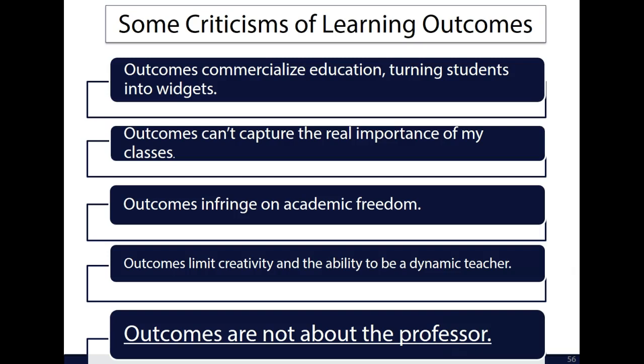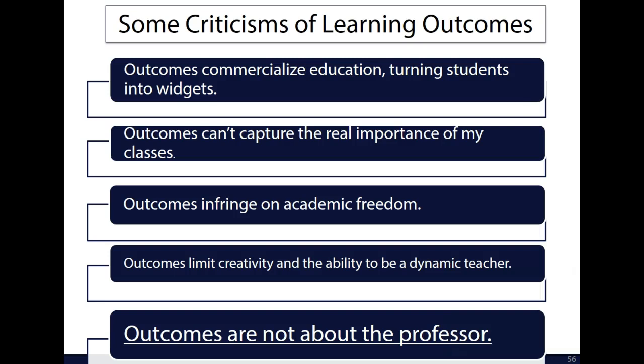Outcomes can't capture the real importance of my classes. I actually hear this one a lot. I have outcomes, but I can't write them down, right? Because the real importance of my classes are just things you can't capture in an action phrase. I don't buy it. I'll just tell you flat out, I don't buy it. That's the person saying, I know it when it happens. It's not enough. If it matters, figure out a way to know it, to measure it and to tell students how they're going to know if it happens too.